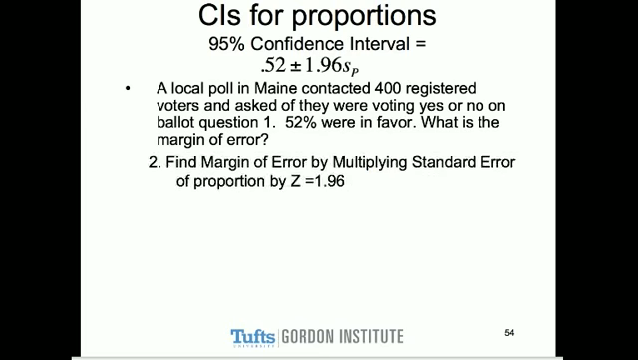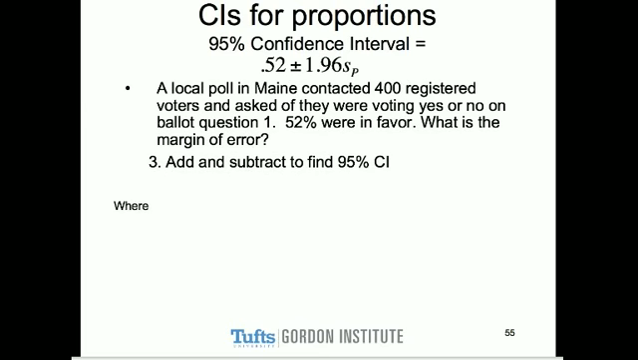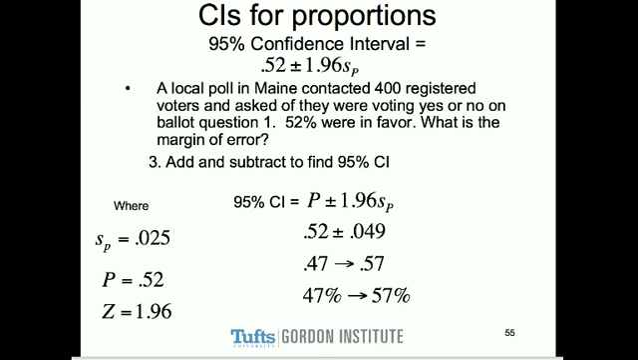All right, so we're looking at what our margin of error is. So our margin of error here is 0.049, so it's about 5%, all right? So now we determine our confidence interval right here. So our true population proportion for this right here is between 47% and 57% of folks who would vote in favor of this.